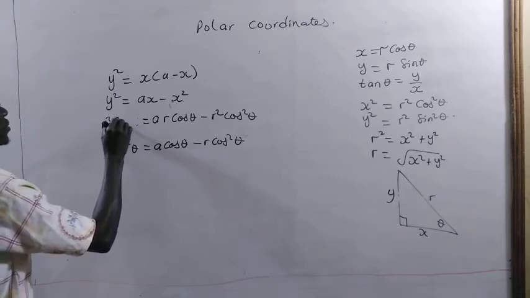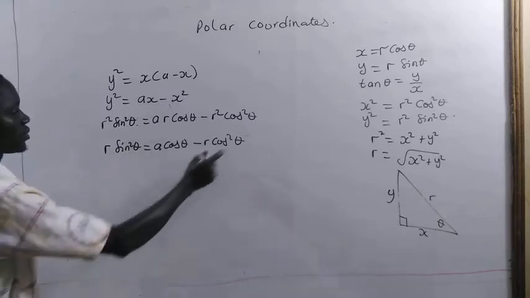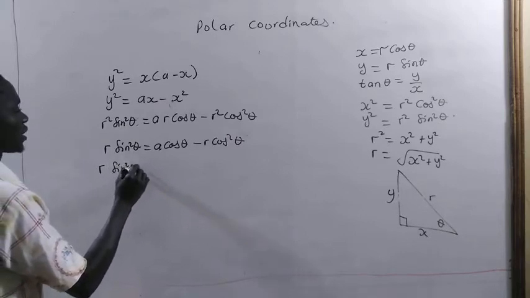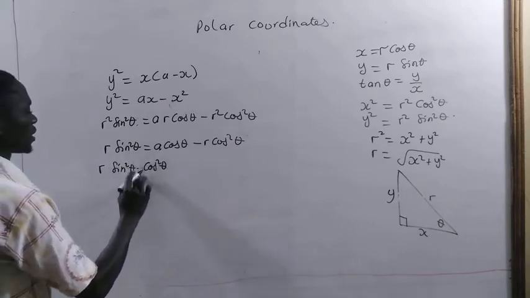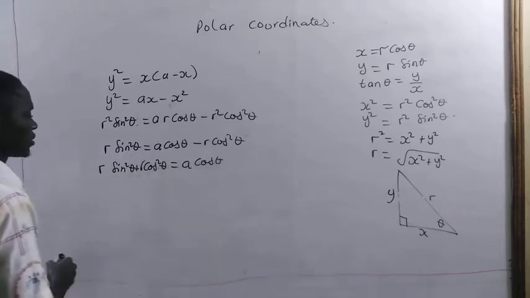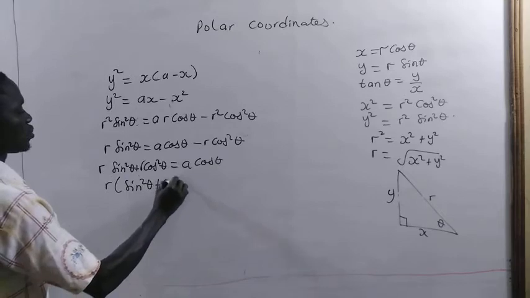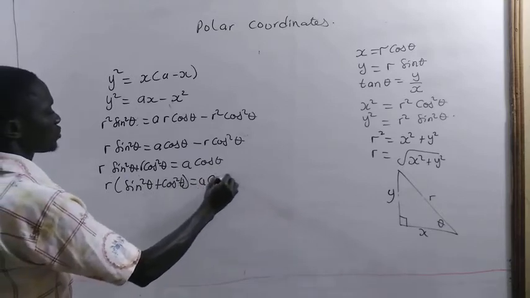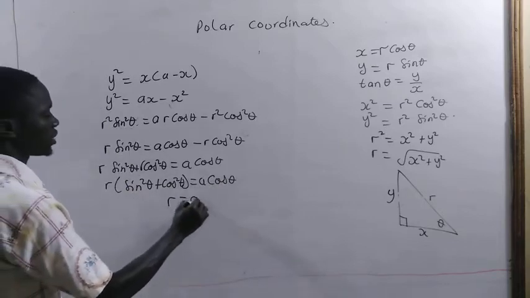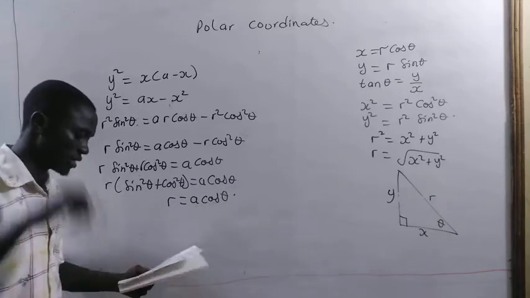This is sine squared of theta. We have sine squared of theta. So let me send this one here. I have r times sine squared of theta plus cosine squared of theta equal to a times cosine of theta. Now you can factorize r out. We have sine squared of theta plus cosine squared of theta equal to a times cosine of theta. Sine squared theta plus cosine squared theta is 1, times r will give me r equal to a times cosine of theta. That is very simple, huh?